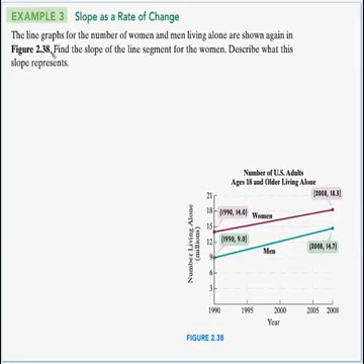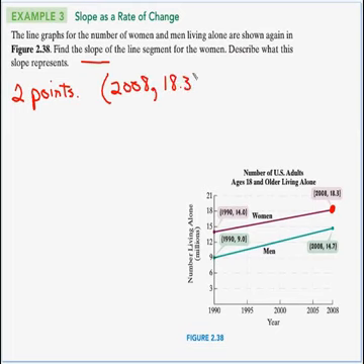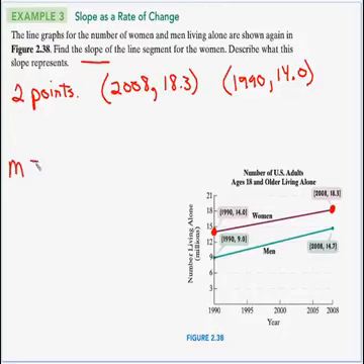Okay, what does it say? Find the slope of the line segment for the women. To find slope, we need 2 points. You cannot find slope without a couple points. And if we look at the graph, they did give us 2 points. See, for the women way up here, we got 2008, comma, 18.3. And then we also have a point down here, 1990, comma, 14.0.